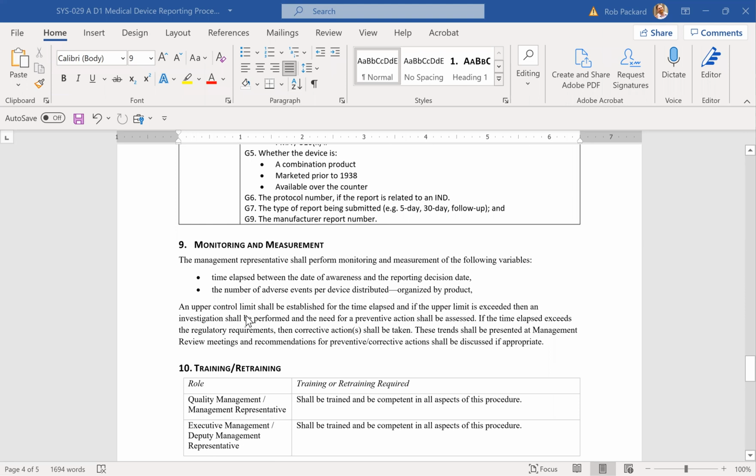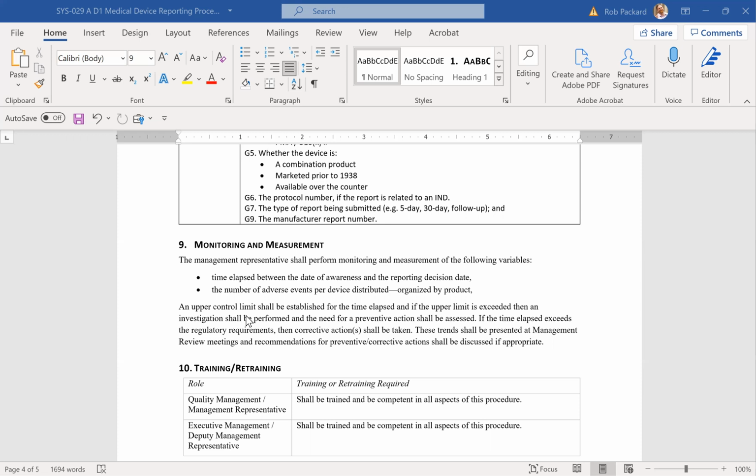Then we have monitoring and measuring. You have to track the amount of time that complaint files are open before the decision is made, whether it needs to be reported or not, and whether that reporting was done within the required timeline. Usually it's 30 days. If you had a recall, it would be 5 days.